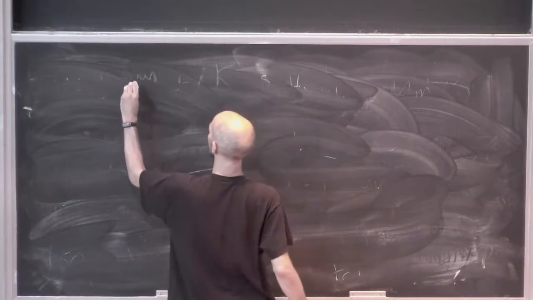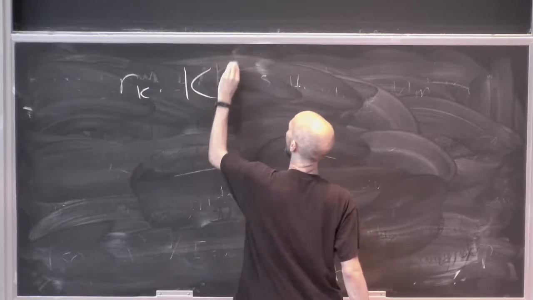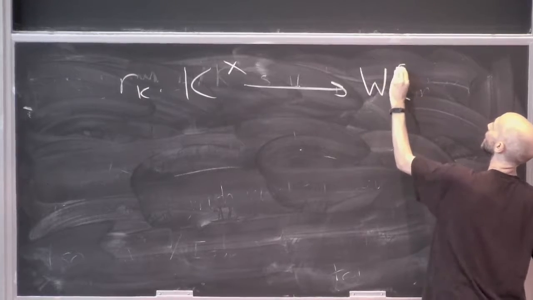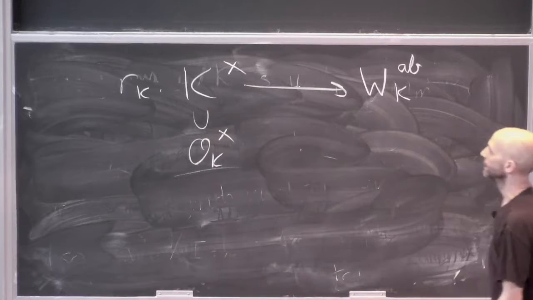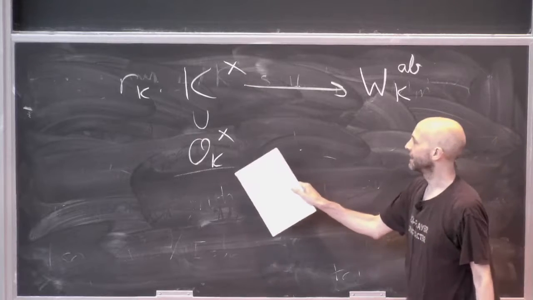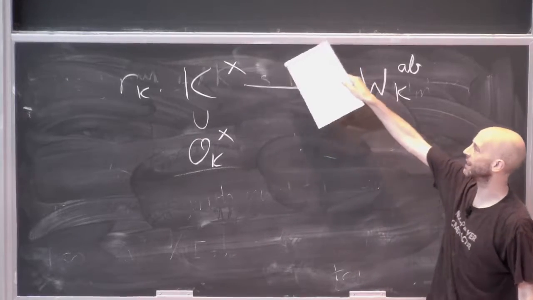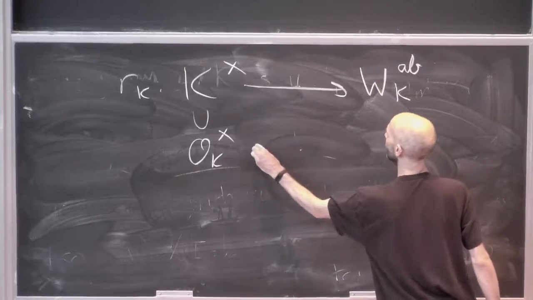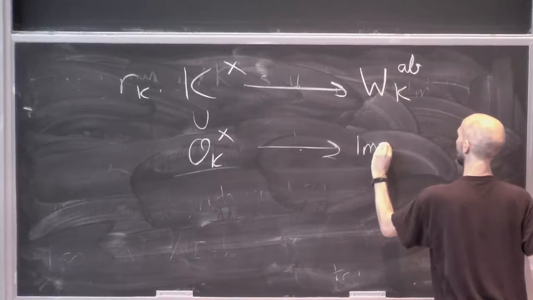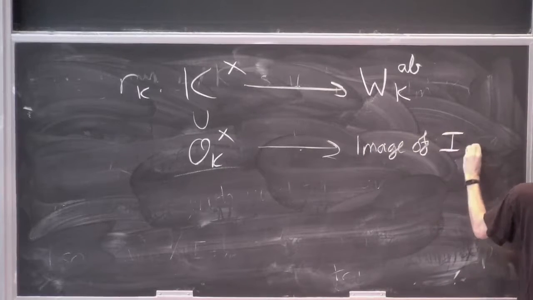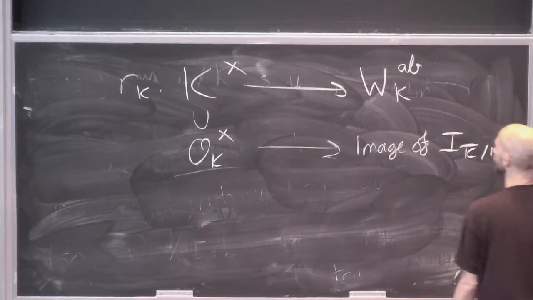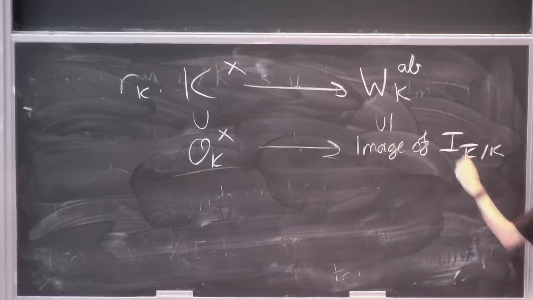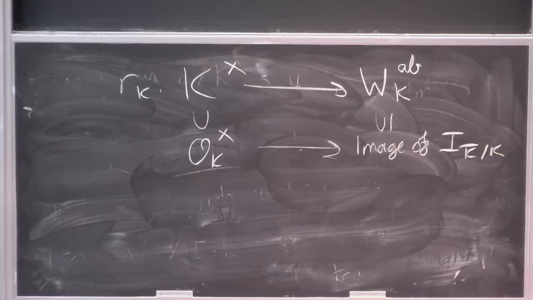So let me tell you some stuff then. We've got r_K. This goes from K star to the abelianization of W_K. And K star contains O_K star, the units. Now if you think about it, this is profinite, and then the quotient is discrete. It looks like Z. So where do you think this is going to go? This is going to go to the image of I_{K-bar/K}. That's the inertia subgroup. Remember, this is a quotient of W_K, so we can look at the image of I_K.